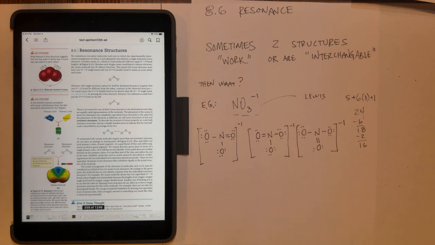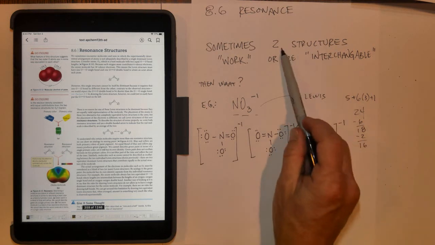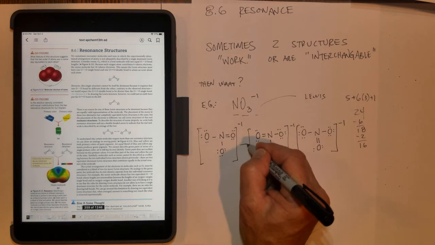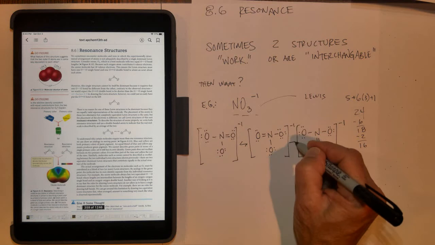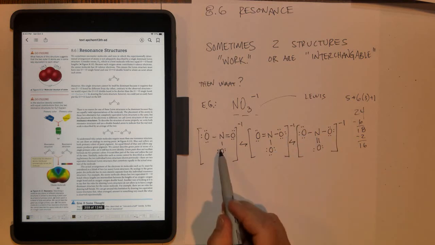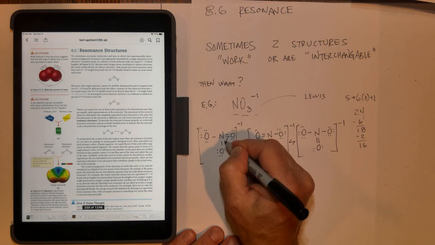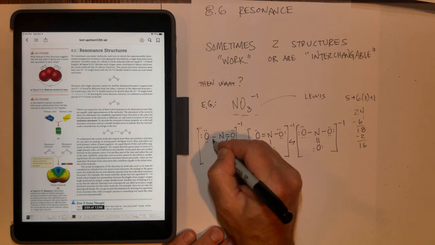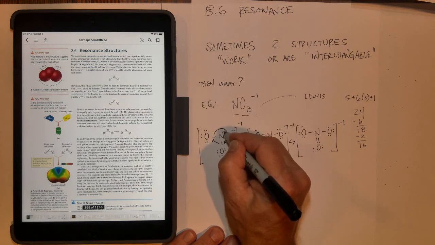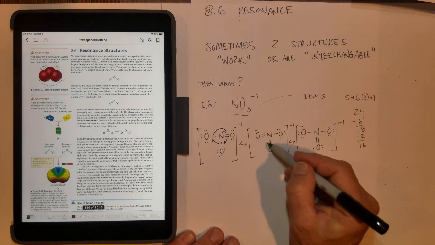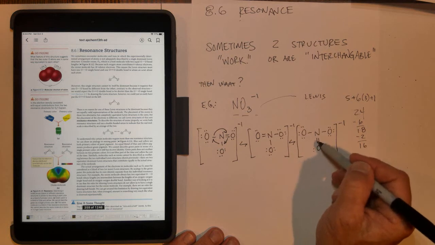So which one of them is correct? Well, sometimes 2 or 3 structures work and they're interchangeable, and we actually draw all 3 and put arrows going between them, indicating it could change from here to here to here. But deeper in, what's really happening is this double bond is rotating from here to here to here, and it resonates between all 3 places.